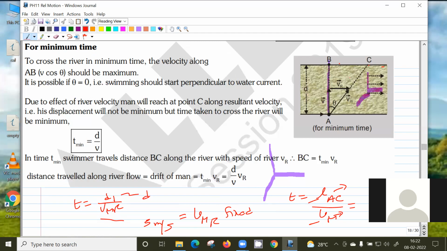I'm taking the distance AC as d1, and the minimum d1 is d. So it's easier to calculate the minimum time in the frame attached to the river. And V is the relative velocity, that's the swimmer's capability. So the minimum time is decided by the swimmer's capability. But with respect to the ground, the swimmer is traveling in this path.